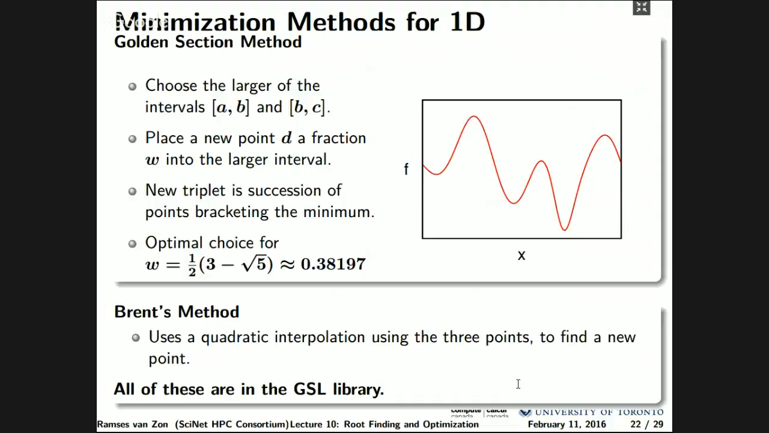So this idea of converging, of iterating, having a tolerance, absolute or relative, all are the same. And again, we don't have to code this in. This is in the GSL library. Okay.